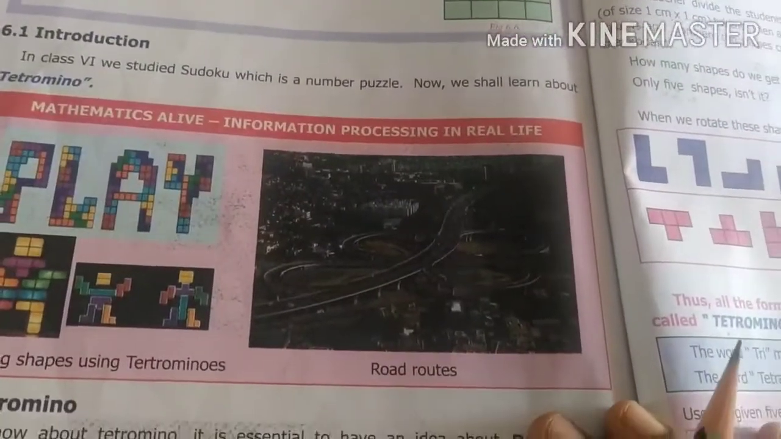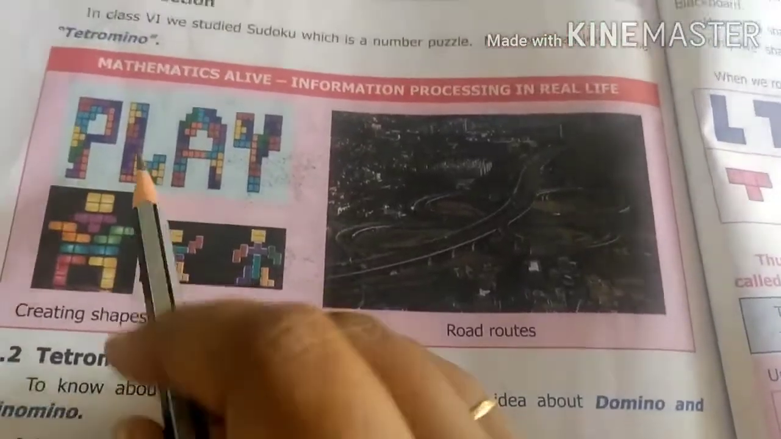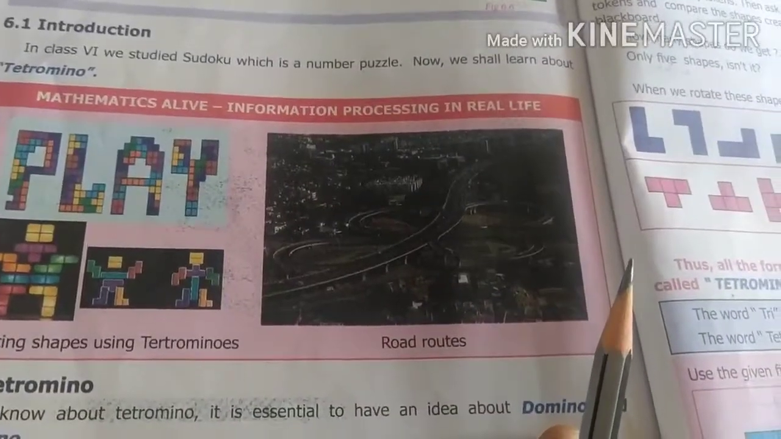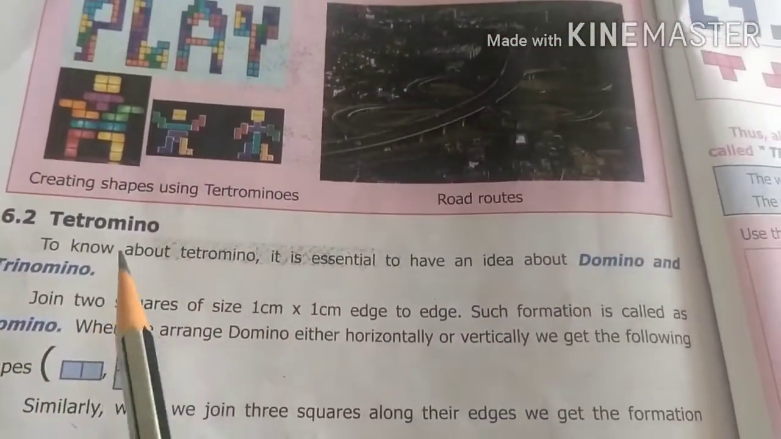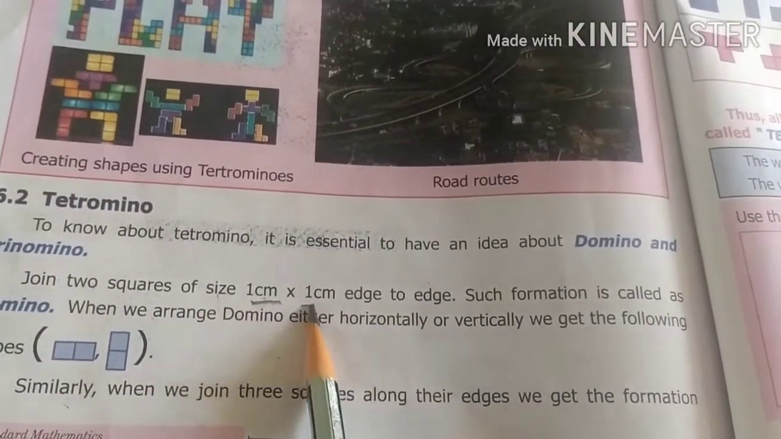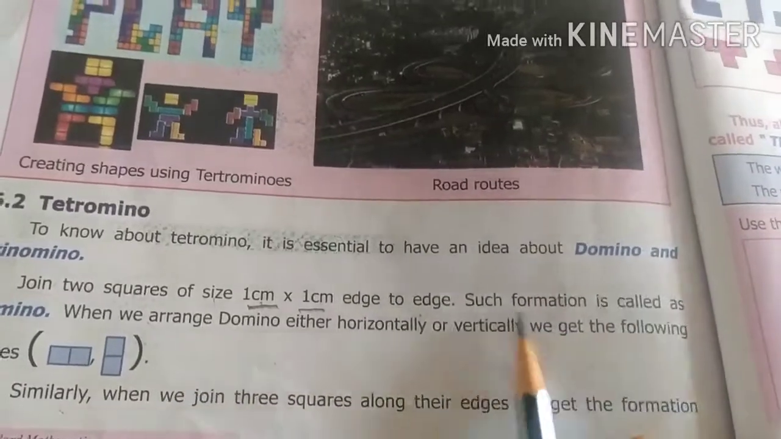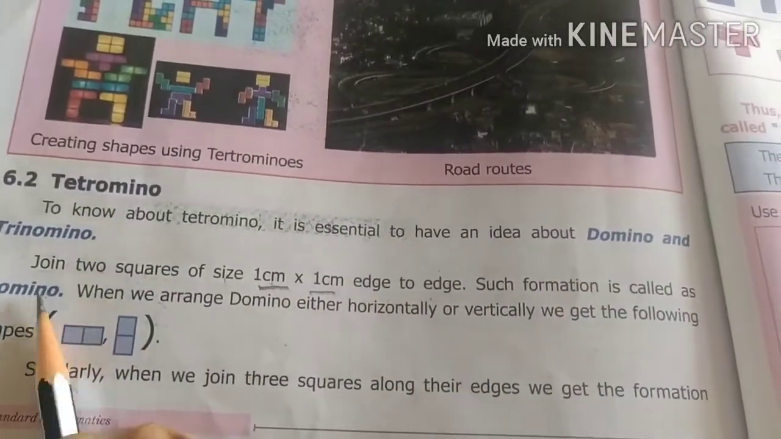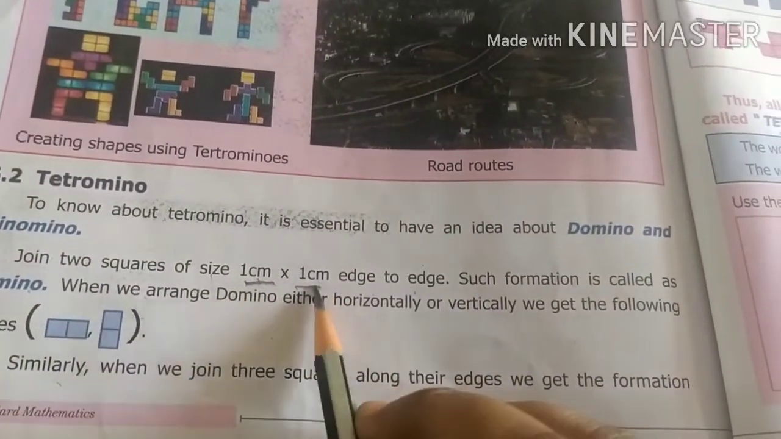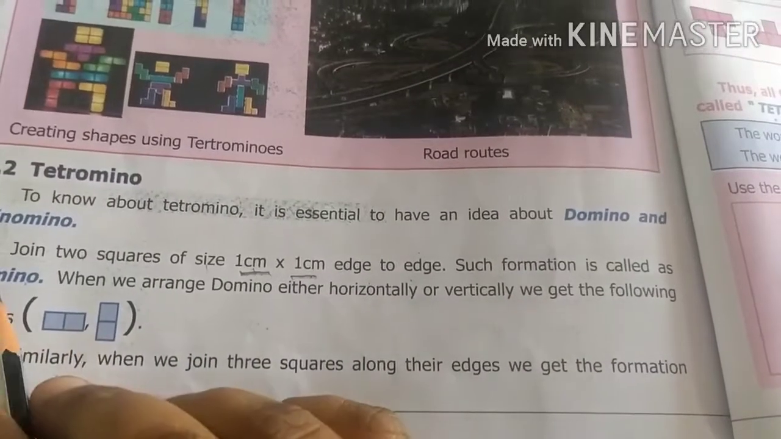Okay, children, now coming to this, I just said what tetrominos are. Children, look at this. In this figure, some squares and boxes are there. So listen, children. Here, join two squares of size 1 centimeter by 1 centimeter edge to edge. Such a formation is called a domino. 1 centimeter by 1 centimeter boxes joined is called a domino.